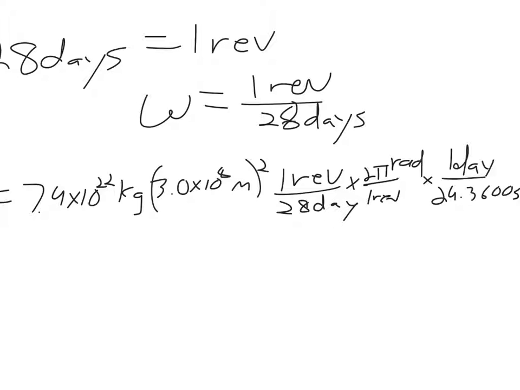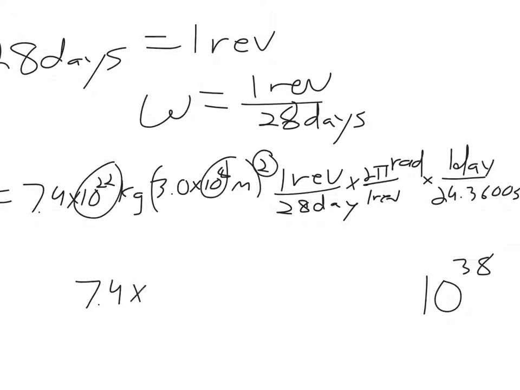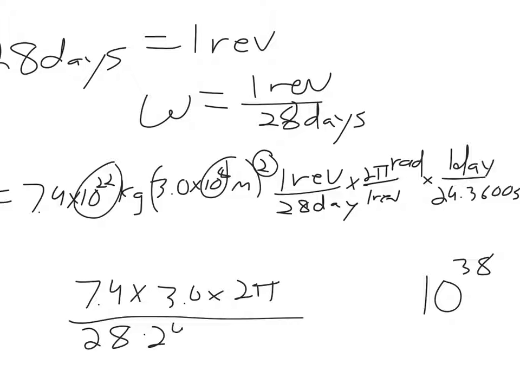Again, I don't recommend putting tens in your calculator, so I have a squared 10 to the 8th, so it's a 10 to the 16th, and I have 22 tens here. So I'm just going to say that whatever answer I get, I'm multiplying by 22 and 16, so 38. So there will be 38 of these left over. And then let's do the rest in the calculator. The rest, 7.4 times 3 times 2 pi on top. The rest are all ones. On bottom, it's going to be 28 times 24 times 3,600.